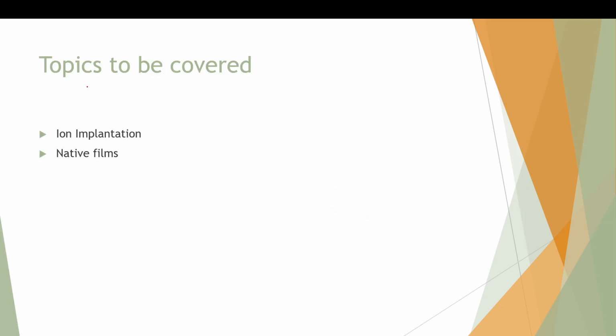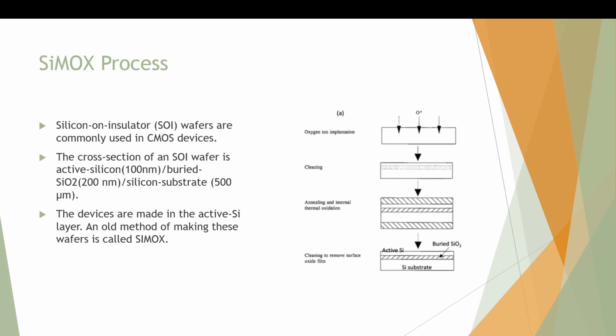So in week 3 we covered advanced topics in ion implantation and native films. So the first problem, we'll be talking about the CMOS process. So that is silicon on insulator. How do we, the recipe for fabricating a silicon on insulator wafers.